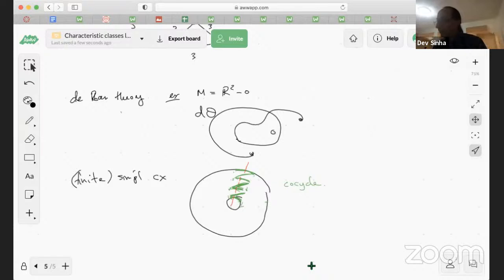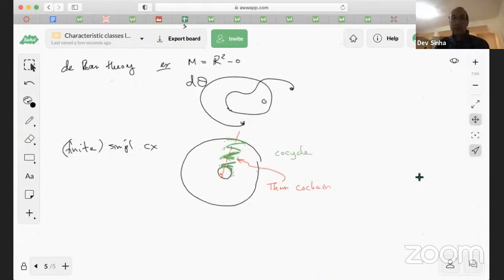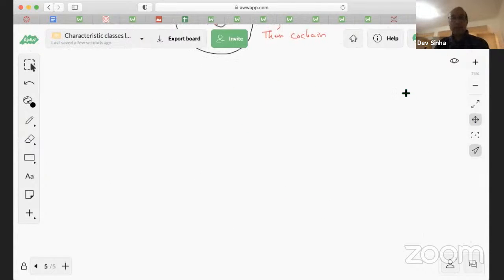In this case, maybe let's still think about this as R2 minus 0. This is going to be our first example and our key example of a Thom cochain, a ray from the origin in R2, say the positive x-axis if you want to be concrete. Okay, so let's then make what I'm going to call a pre-definition.